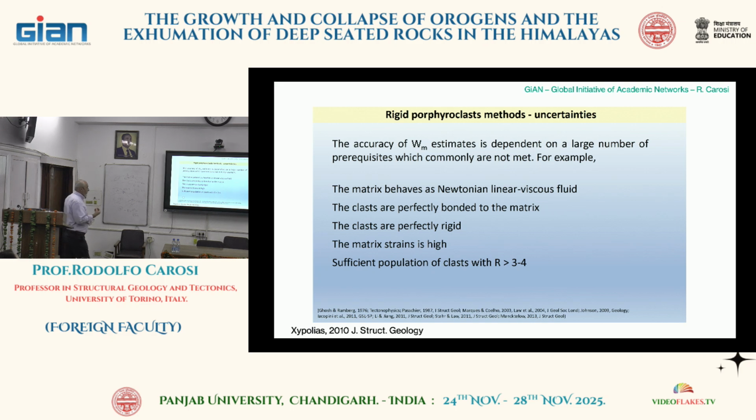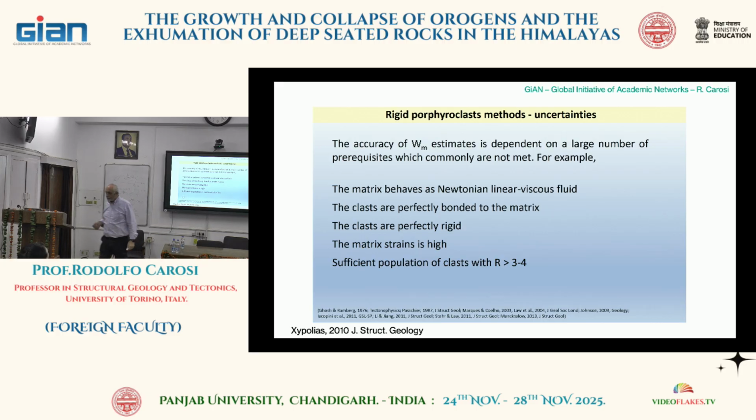The clasts should be perfectly rigid, which means you have to rotate this one with no internal deformation. So if you use the clasts for strain, meaning they are deformed, you cannot use the same clasts for vorticity. Okay, this is very important because some people make a lot of confusion with this. The matrix strain should be high. The higher the strain, the better the results. And you also need a large enough population of clasts with axial ratio larger than 3 and 4.